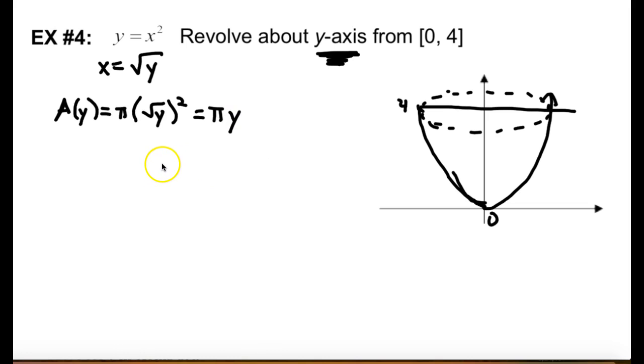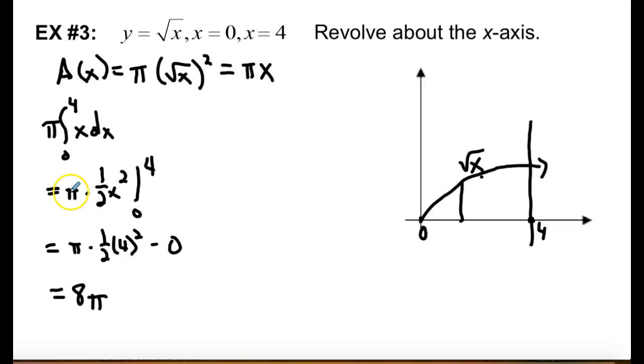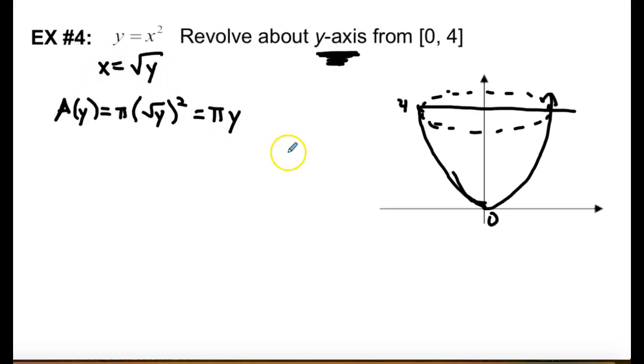So this is actually the exact same problem as what we just did. We just turned it on its side. Here we had y equals the square root of x. Here we have x equals the square root of y. And we're taking our same bounds. So I'm going to end up with the same figure here. So if we set up our integral, pull out the pi, times the integral from 0 to 4 of, oops, I already wrote my pi, of y dy.